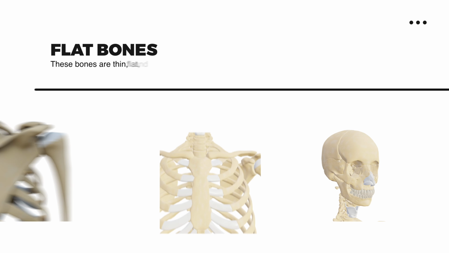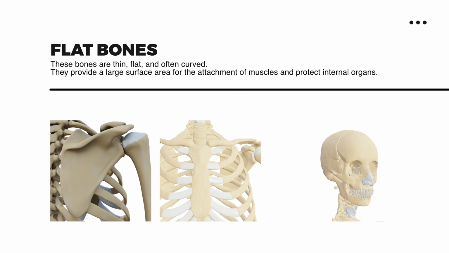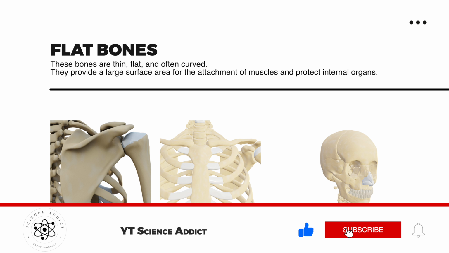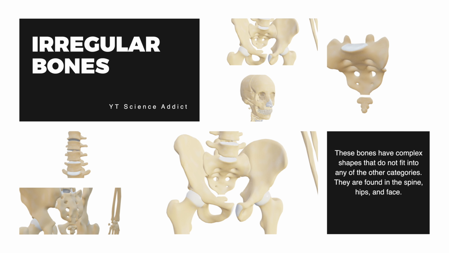Flat bones. These bones are thin, flat, and often curved. They provide a large surface area for the attachment of muscles and protect internal organs. Examples include the skull bones, sternum, scapula, and ribs. Irregular bones. These bones have complex shapes that do not fit into any of the other categories. They are found in the spine, hips, and face. Examples include the vertebrae, sacrum, coccyx, and facial bones.